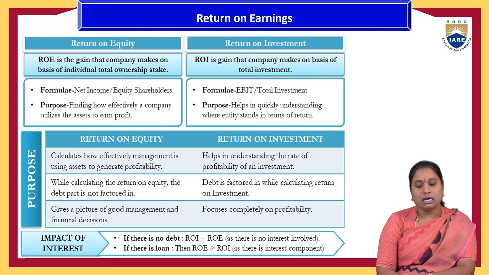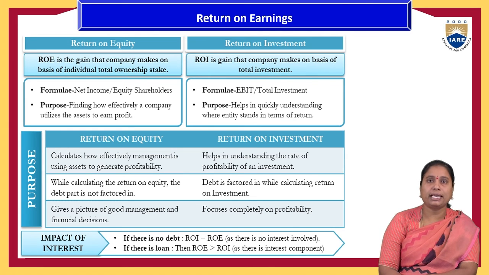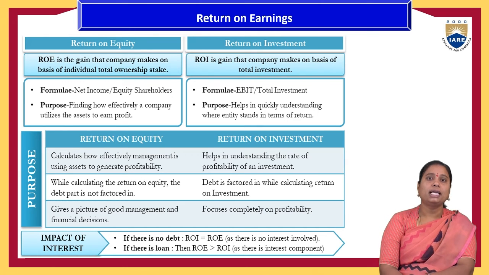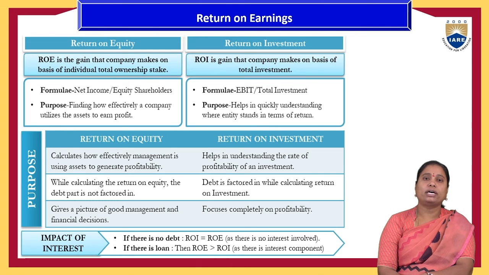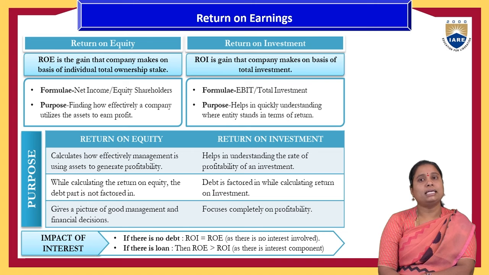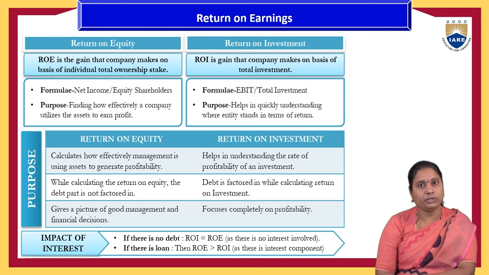For the interpretation, if ROI is equal to ROE, there is no interest involved, and the entire capital is gained by the equity members. If ROE is greater than ROI, we can say that the interest component is very less. If ROE is less than ROI, the organization has relied more on debt. That interpretation can be done with ROI and ROE.